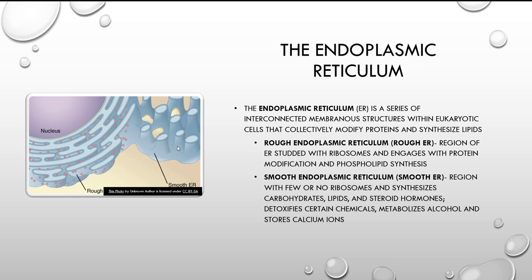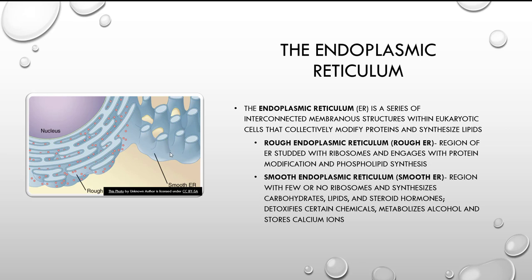Okay. Now remember what the ribosomes do. They're the little protein factories. So you can think of the rough ER as the ones that have the protein factories on the surfaces of the membranes. So they're engaging with protein modification as well as phospholipid synthesis. So they are basically making and modifying proteins and phospholipids.